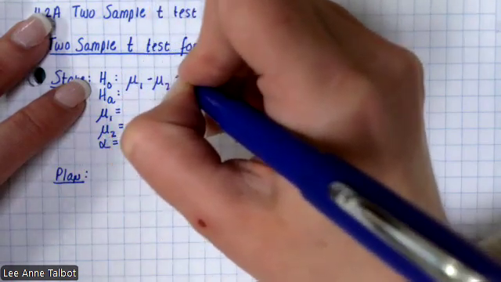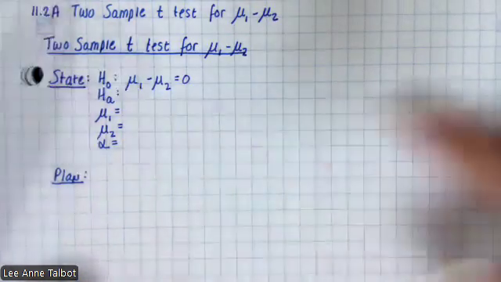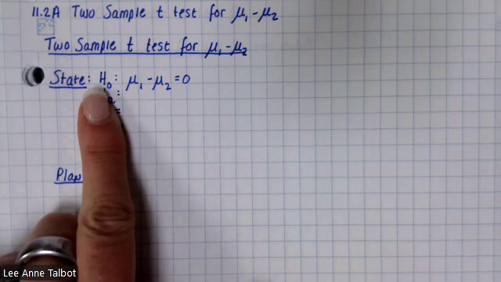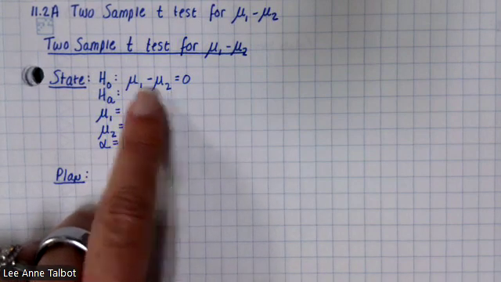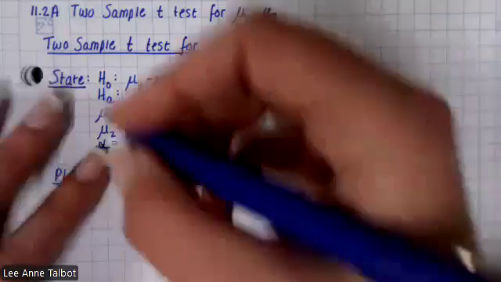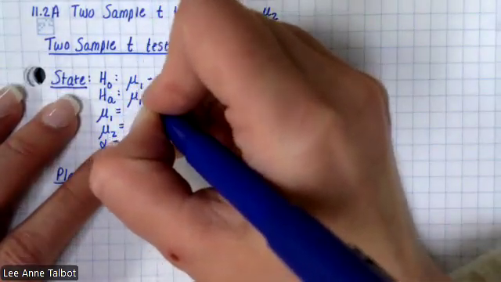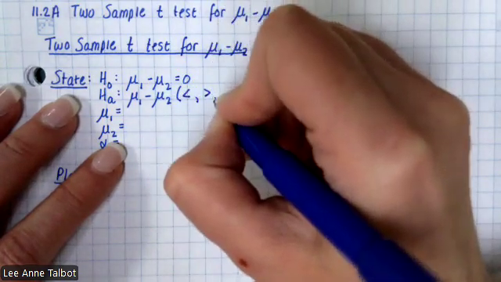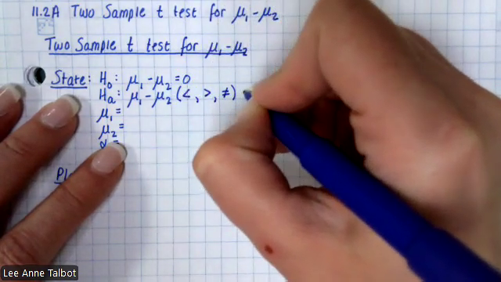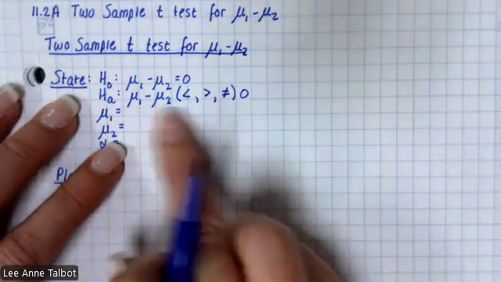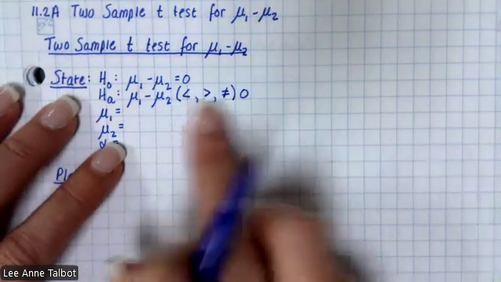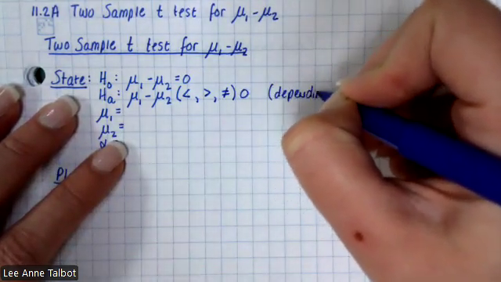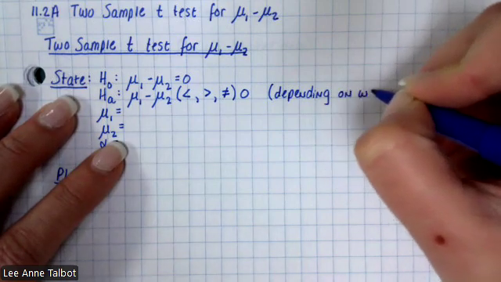Mu1 minus mu2 equals 0. It says there's no difference between the two means. You don't even have to think about it. It's always that. Now the alternative hypothesis is either going to be less than, greater than, or not equal to 0. So just like before, you're going to pick one of these three, depending on the wording.